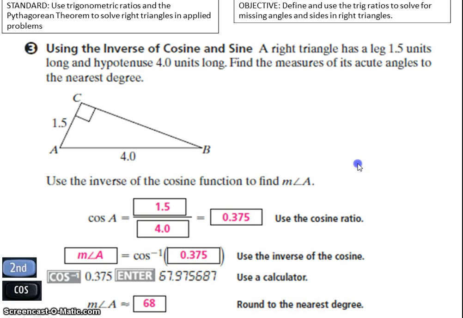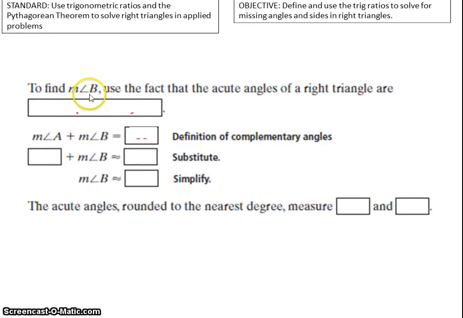Now, the next part of that question is to find the measure of angle B. Use the fact that the acute angles of the right triangle are complementary. That means they add up to 90 degrees. So the measure of angle A plus the measure of angle B is 90 degrees because the third angle is a right angle, also 90 degrees. So I've got 68 degrees. That was the measure of angle A, and it plus the measure of angle B equals 90. So we substitute and we find out that the measure of angle B is 22 degrees. So 68, 22.